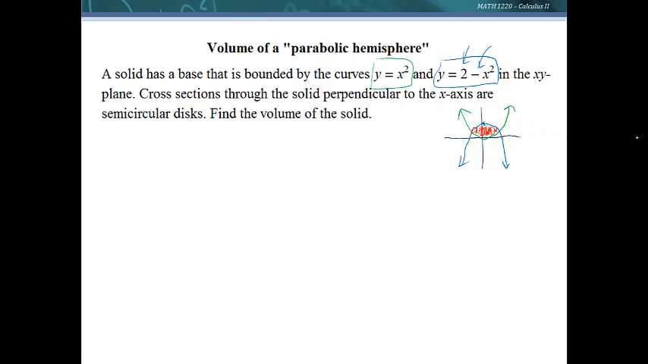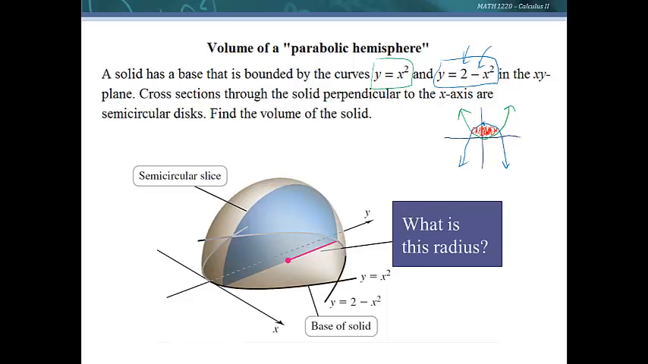Now, rising up from this are these semicircular discs. So let's go ahead and see a sketch of this kind of in 3D so we can make sure we're visualizing this correctly. So you can see here is our curve 2 minus x squared, and here is our curve x squared, and here is the base. And then our solid, we have these semicircular discs, so half of a disc here. And you can see that the size of those is going to depend on where we are. Now, what is this radius? And that's going to be a function of x.